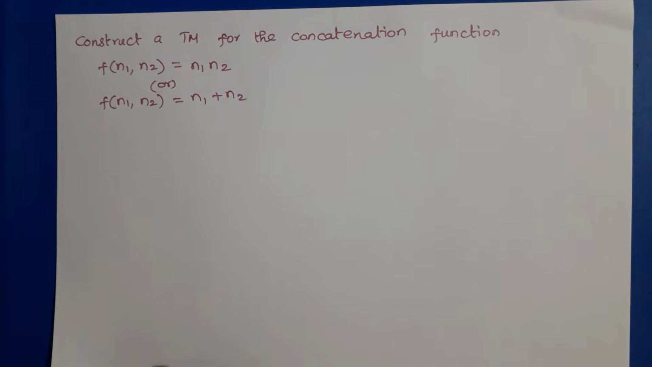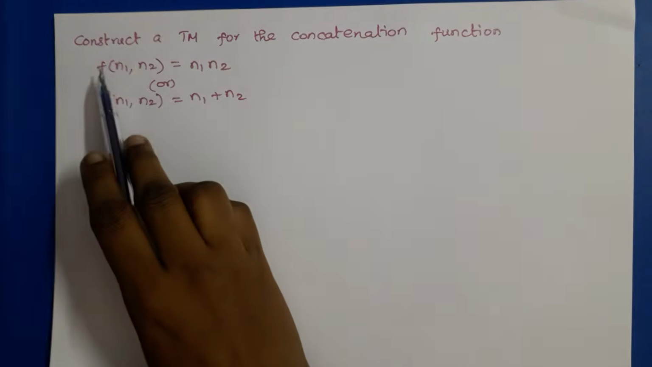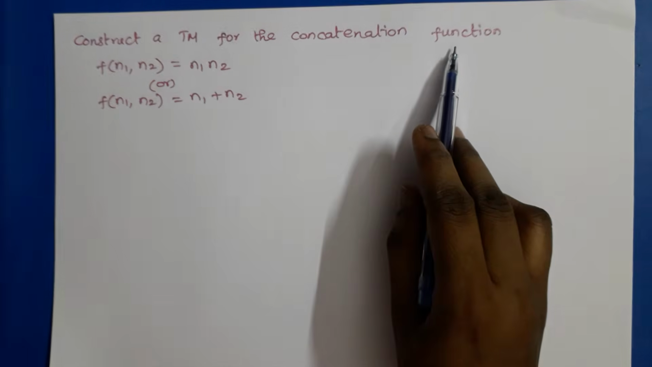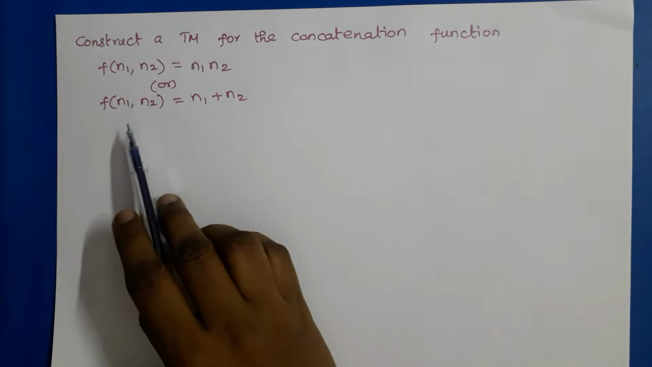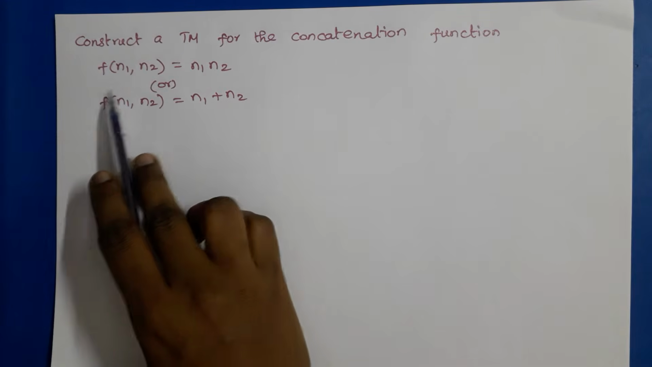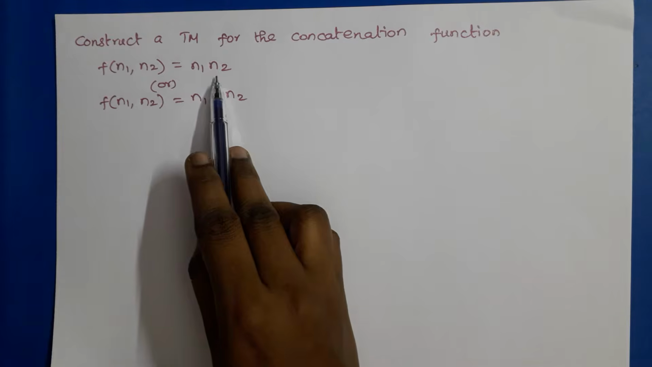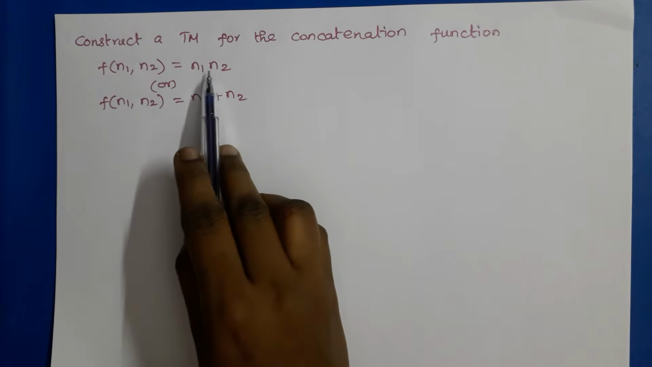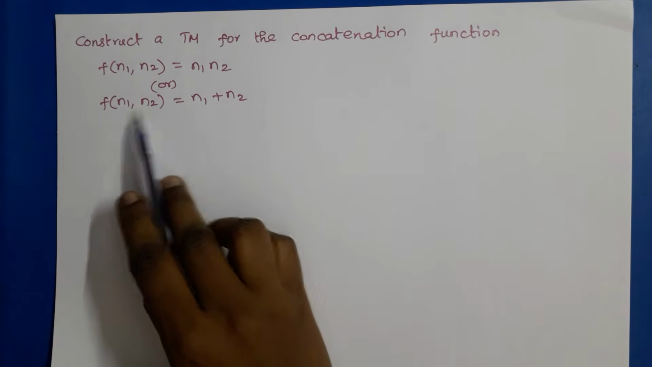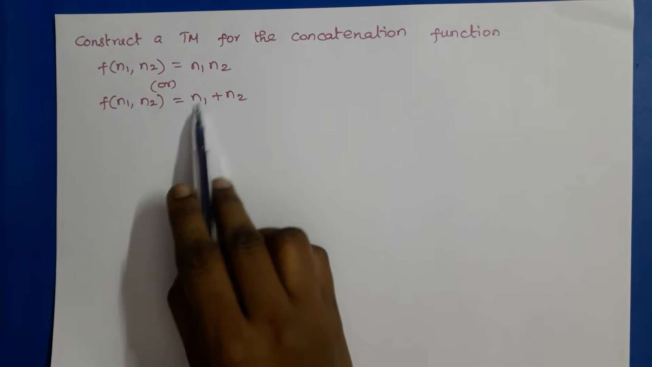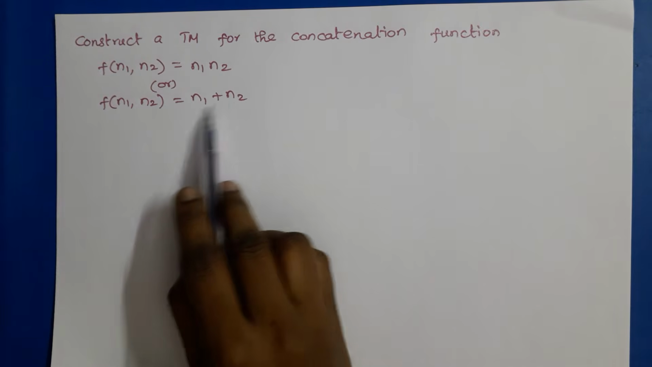Hello everyone. In this lecture, we are going to discuss an example for the Turing machine problem: construction of a Turing machine for the concatenation function. This is otherwise called f(n1, n2) = n1 n2. We have to concatenate n2 with n1, or we can also say n1 plus n2. Here the plus is not an arithmetic plus, it's a string concatenation.